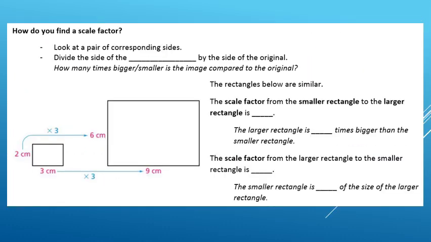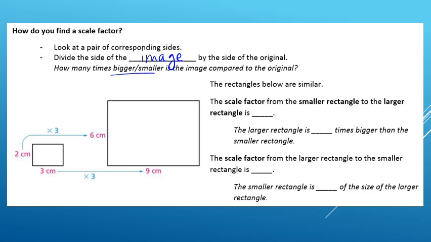So how do you find a scale factor? Well, you're going to start by looking at a pair of corresponding sides. So for example, here I have 2 and 6 as corresponding sides. And you're going to divide the side of the image by the side of the original. And think about how many times bigger or smaller the image is compared to the original. So let's do this as an example.